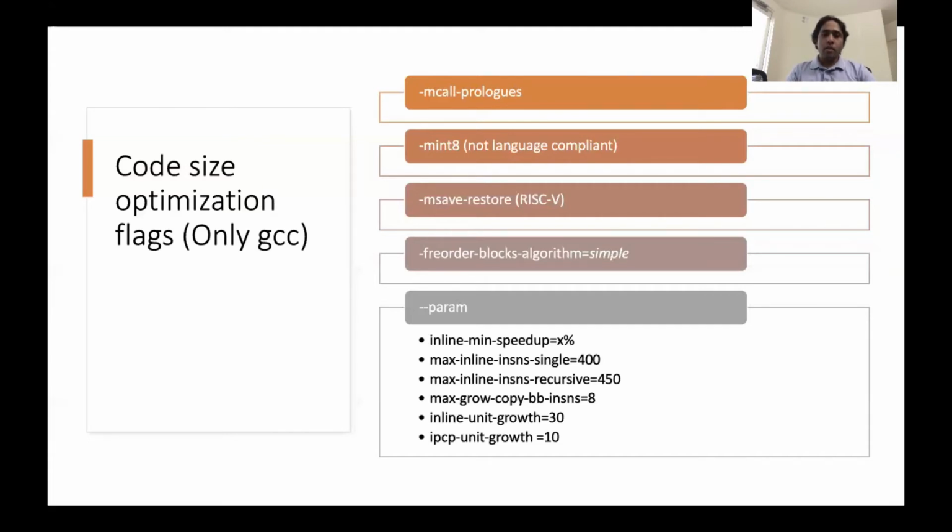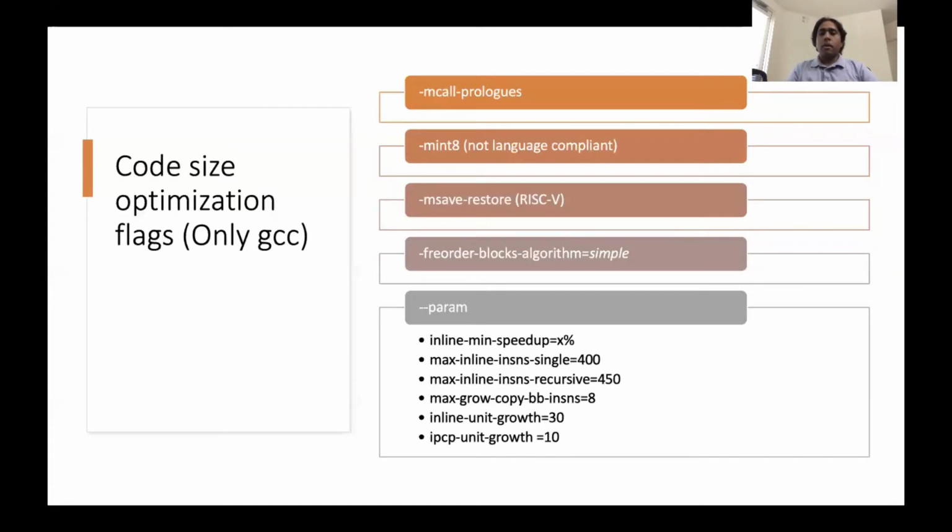And the fifth one is a special feature of GCC. What it does is it provides access to some of the internal compiler optimization heuristics by means of this flag called --param.